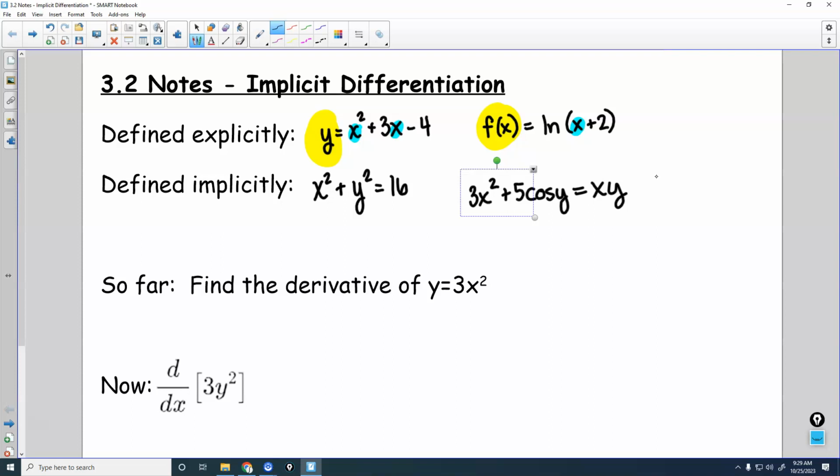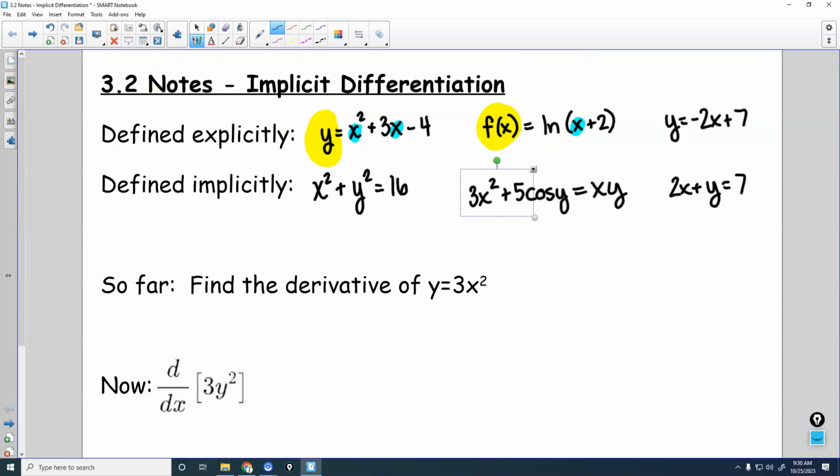Some things can be defined explicitly or implicitly. For example, if I've got 2x plus y equals 7, that is defined implicitly. But we could very easily define it explicitly by having y equals negative 2x plus 7, right? Those two are equivalent to each other. One is defined explicitly, the other is implicit. But something like this crazy thing right here can't really be defined explicitly.